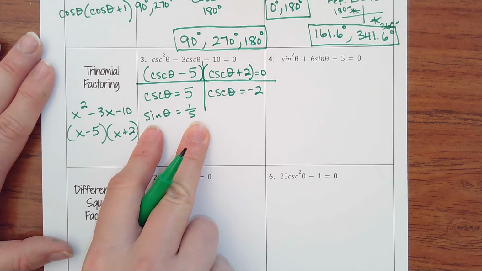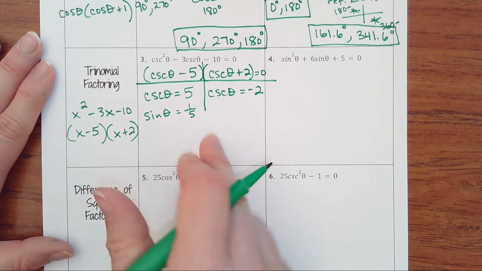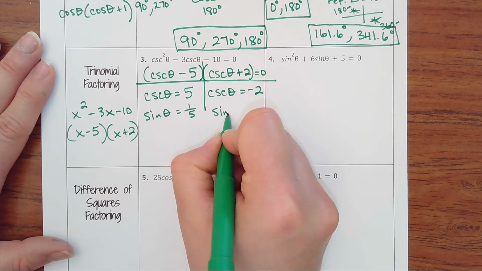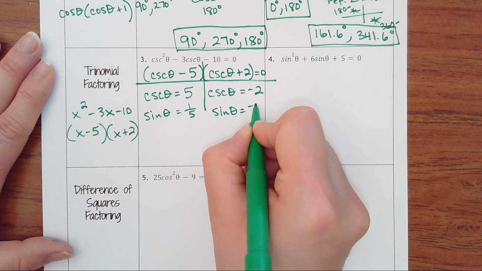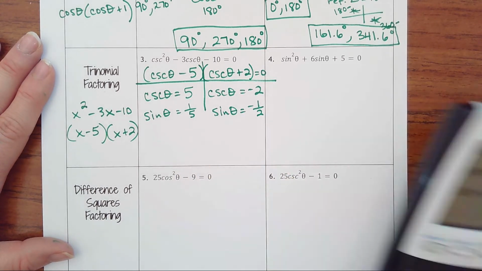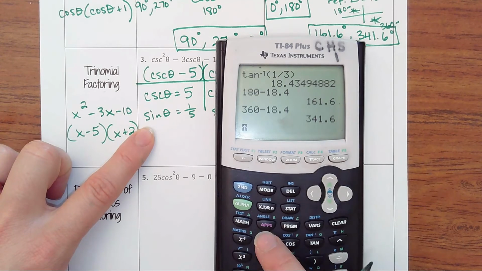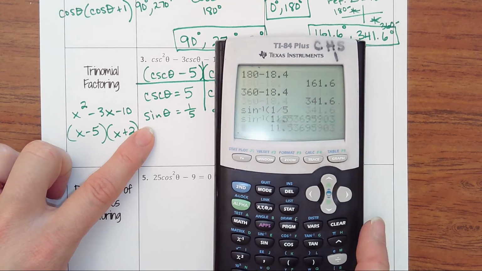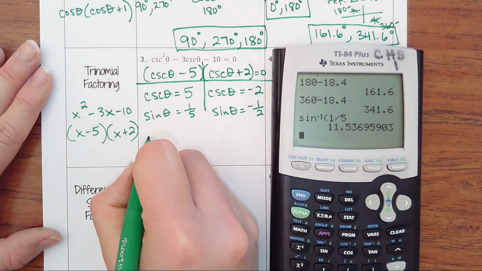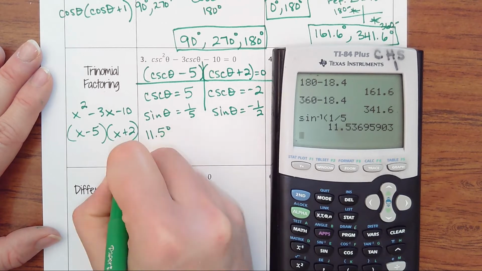So this is okay. This is in the range of sine. And then this would be sine of theta needs to be -1/2. So I'll definitely have to just do inverse sine on this piece. That is 11.5 degrees is my reference angle.